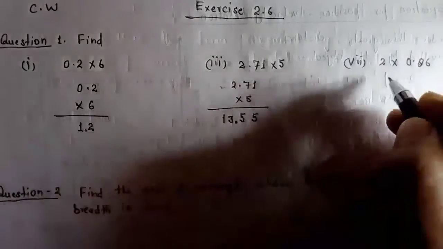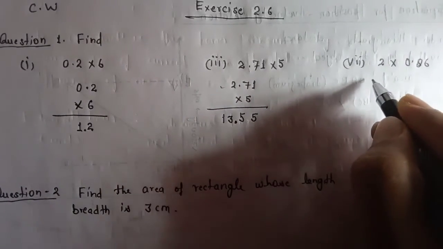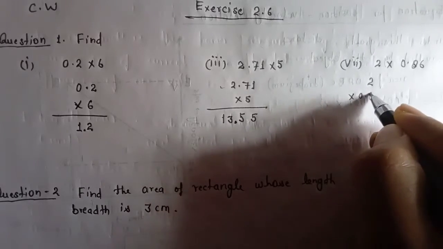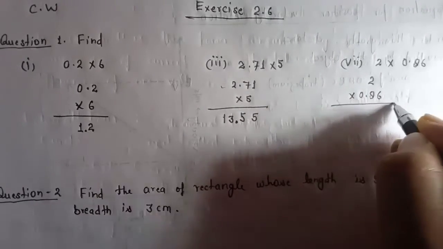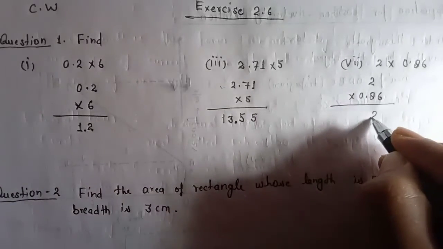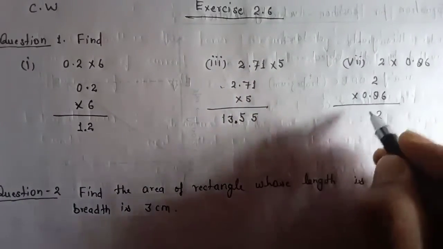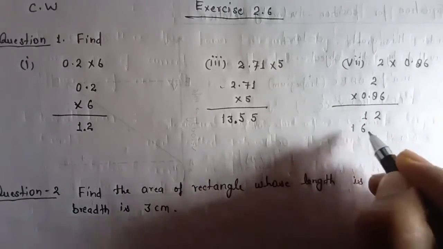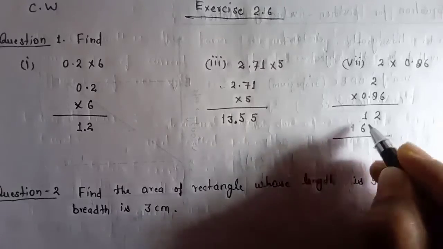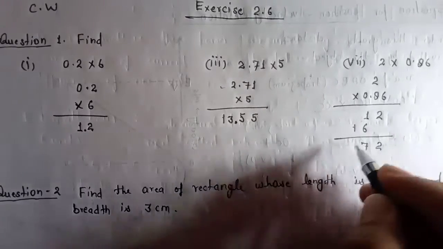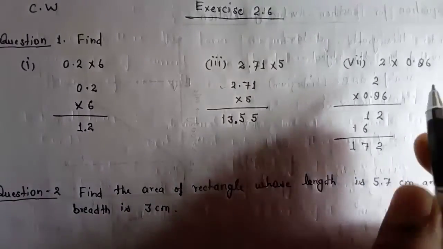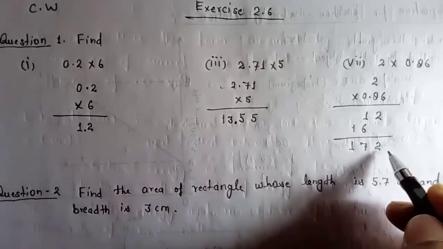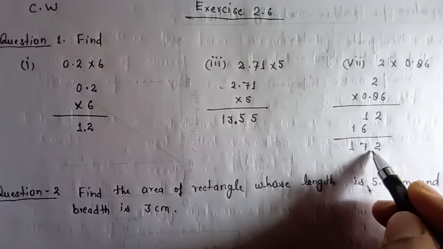It is 2 into 0.86. Right here 2 into 0.86. When you multiply this, 6 times 2 is 12, write 2 and carry 1. 8 times 2 is 16, plus 1 is 17. You write 7 and this is 1. You can see there are two numbers after this decimal point. So count your numbers from here, 1 2.